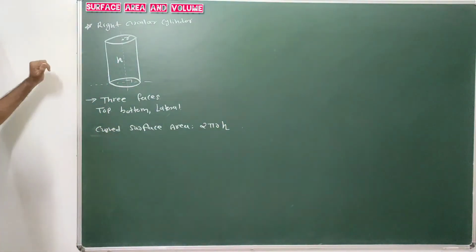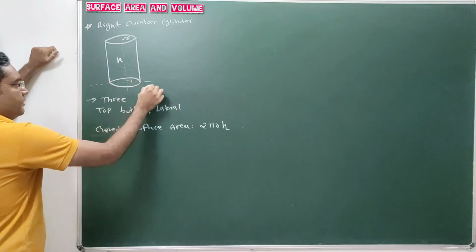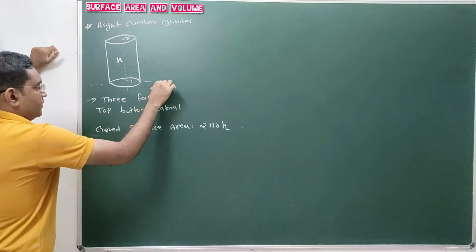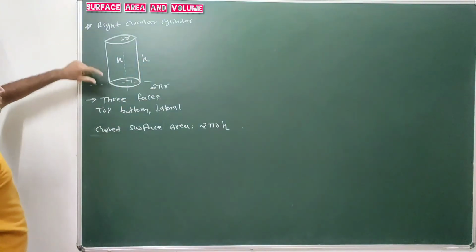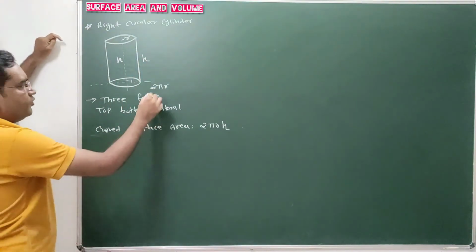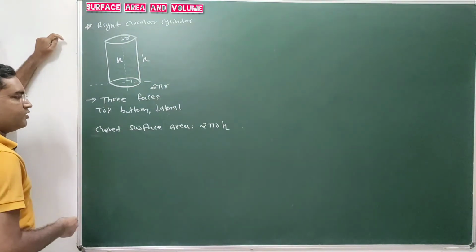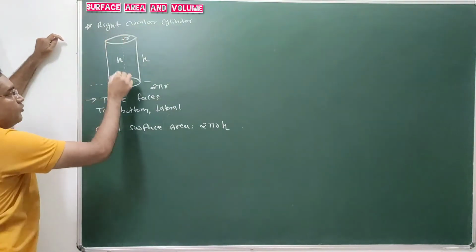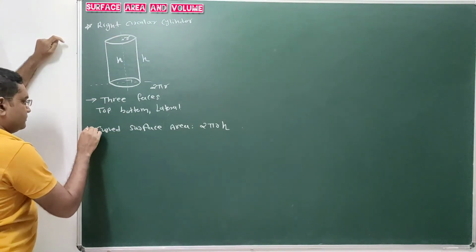2 pi r h. Here the bottom of this cylinder is a circle with circumference 2 pi r and whose height is h, and hence the lateral surface area is given as 2 pi r into h, that is 2 pi r h. Done. So curved surface area is 2 pi r h. Top and bottom both are circles with radius r. So what is the total surface area?